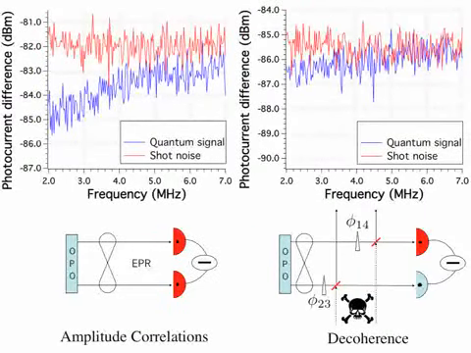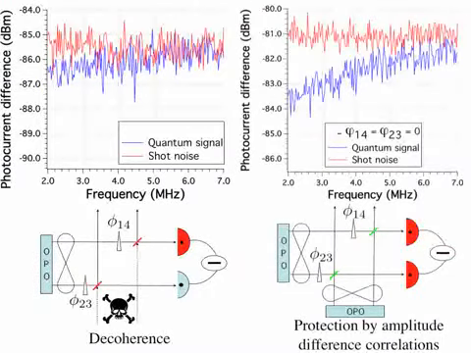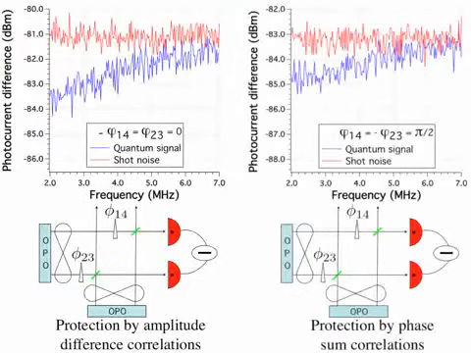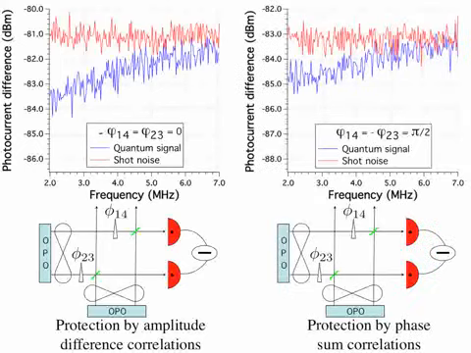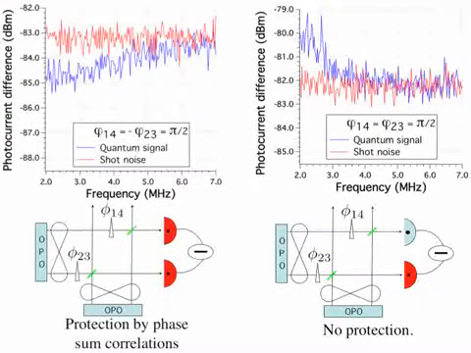Placing 50-50 beam splitters into the paths of the EPR beams introduces decoherence and decreases the amount of squeezing that we observe. The original squeezing level is recovered by interfering a second pair of EPR beams with the first. As the relative phases of the beams at the two beam splitters are varied, we can obtain squeezing recovery from both amplitude difference and phase sum correlations, thereby ensuring that our twin beams are truly entangled at the beam splitter inputs.